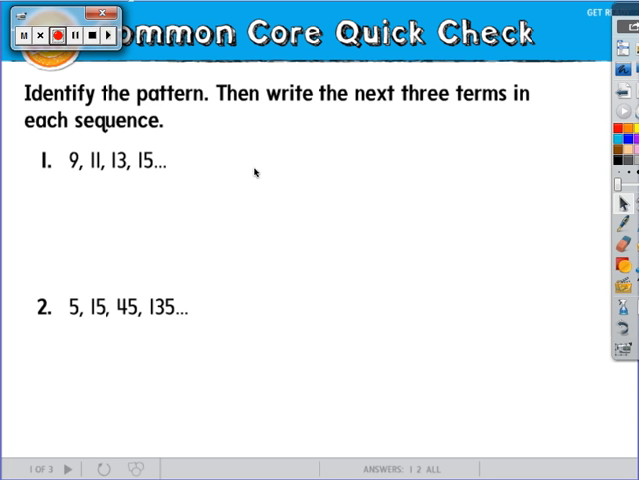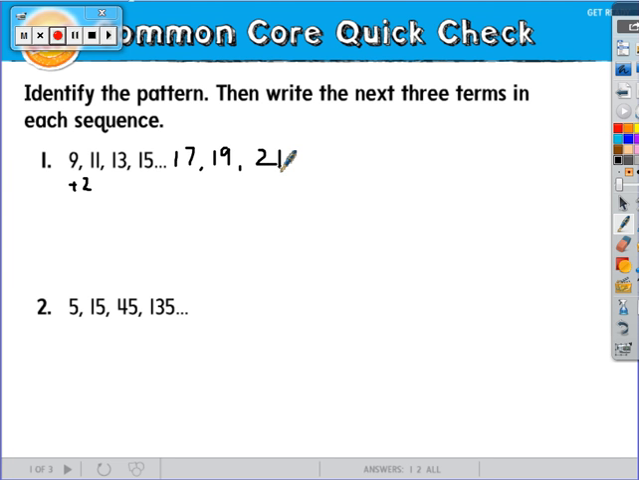All right. So we look at number 1. How can you go from 9 to 11? Add 2. Is there any other way? No, there is not. So that means our entire pattern should be 9 plus 2 is 11. 11 plus 2 is 13. 13 plus 2 is 15. 15 plus 2 is 17. 17 plus 2 is 19. 19 plus 2 is 21. There we go. Next one.